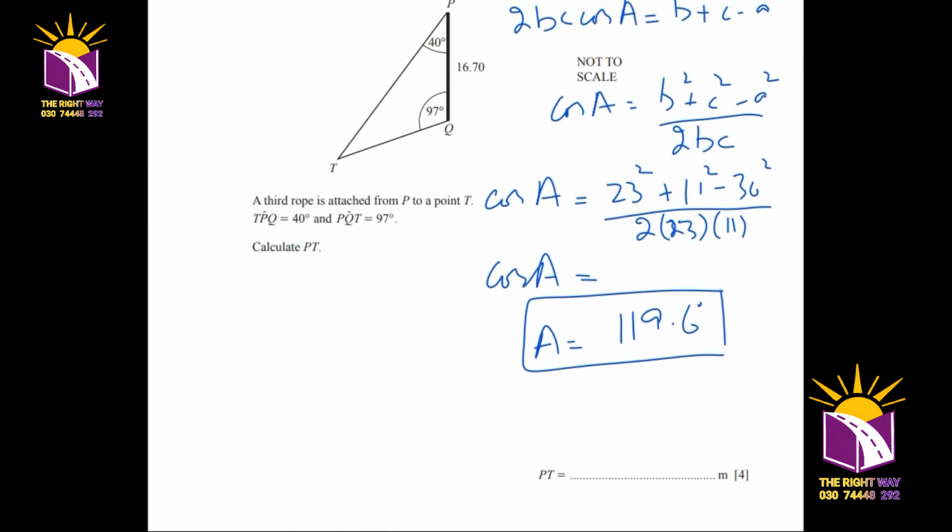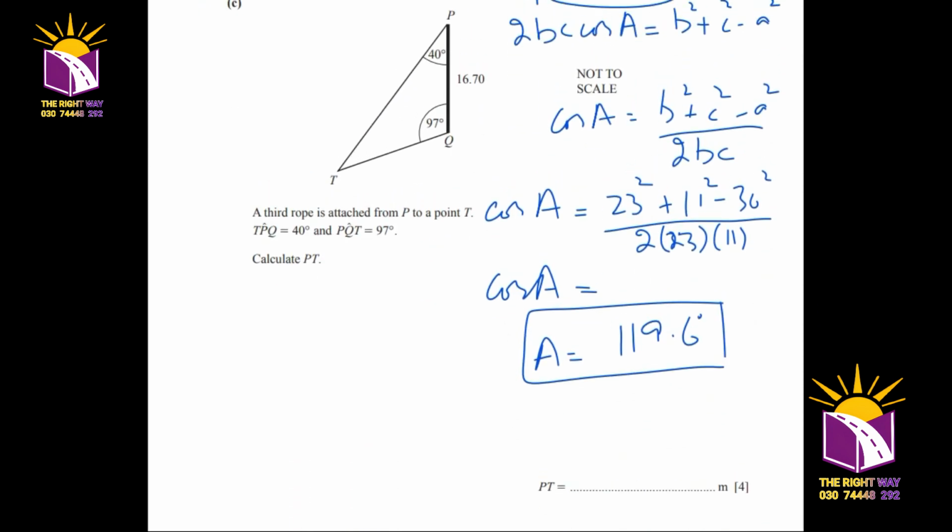In part C, a third rope is attached from P to a point T. TPQ is equal to 40 degrees and PQT is equal to 97 degrees. You have to find PT, this side. I am going to name it as A, so this angle will be capital A. This side is C and this angle is capital C. This side is B and this angle is B.